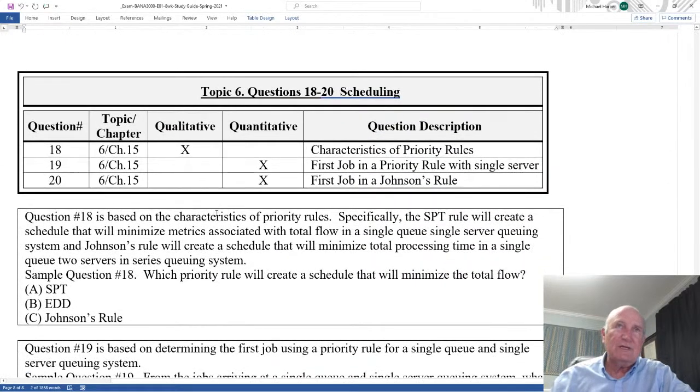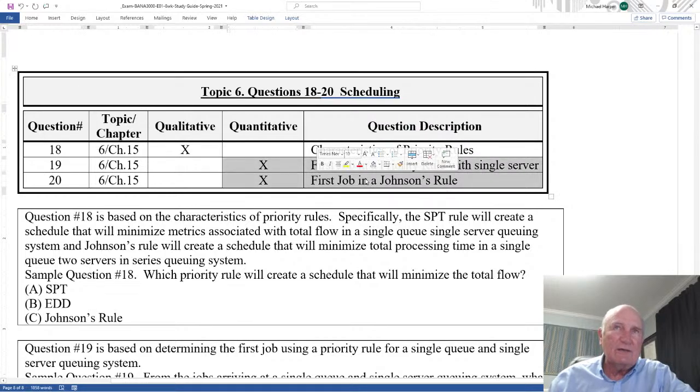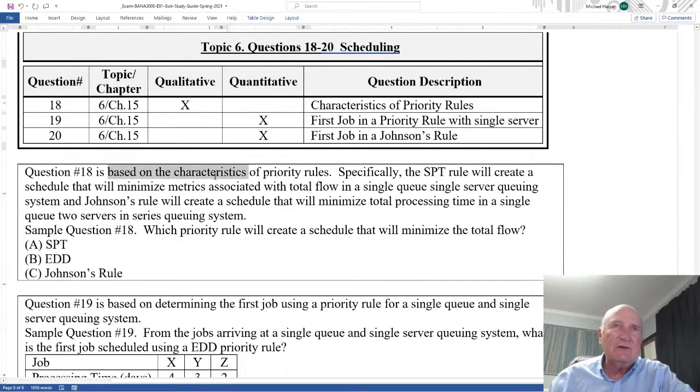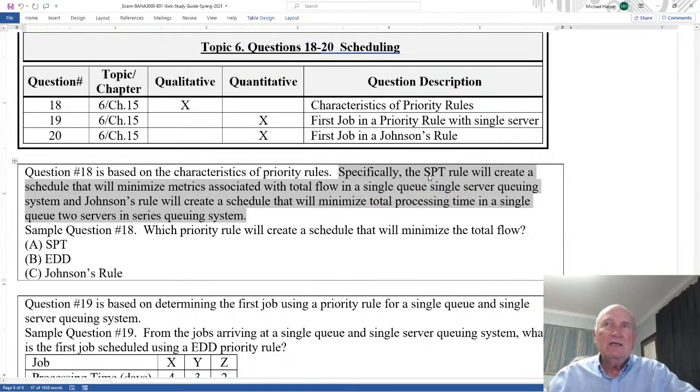Topic 6, scheduling. And there's three here. One's qualitative, the other are quantitative. Question 18 is based on the characteristics of priority rules. Specifically, and here's what I'm going to be testing, the SPT, shortest processing time rule, will create a schedule that will minimize metrics associated with the total flow in a single queue, single server queuing system.